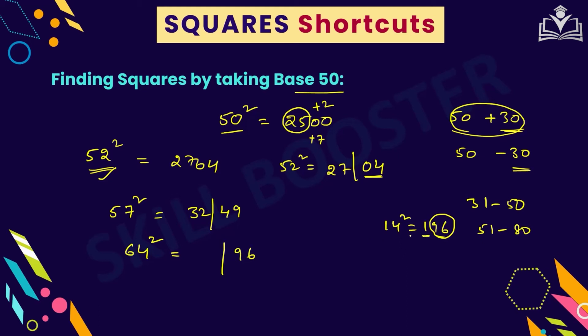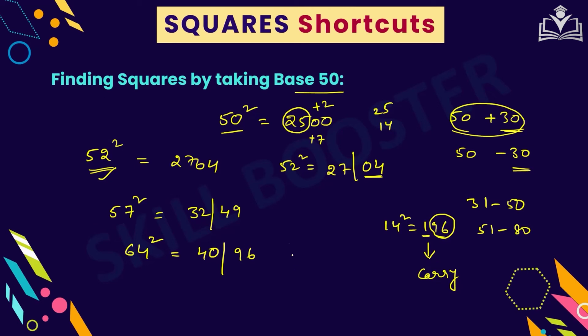What about the remaining digit? This remaining digit will be acting as carry. And next, for this 25, I need to add 14. Why? Because this value is 14 more. 25 plus 14, 39. 39 plus 1 carry, that is 40. Here carry is always added. Therefore, 64 square is equal to 4096. In this way, you can calculate up to 80.